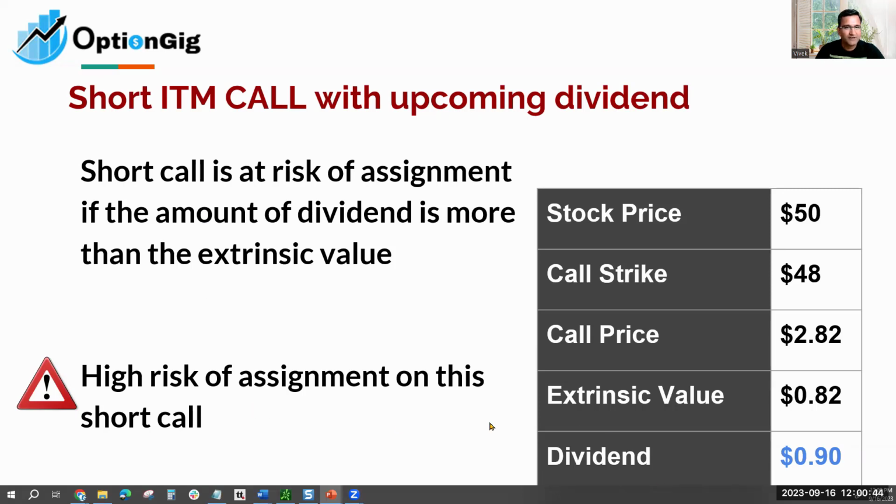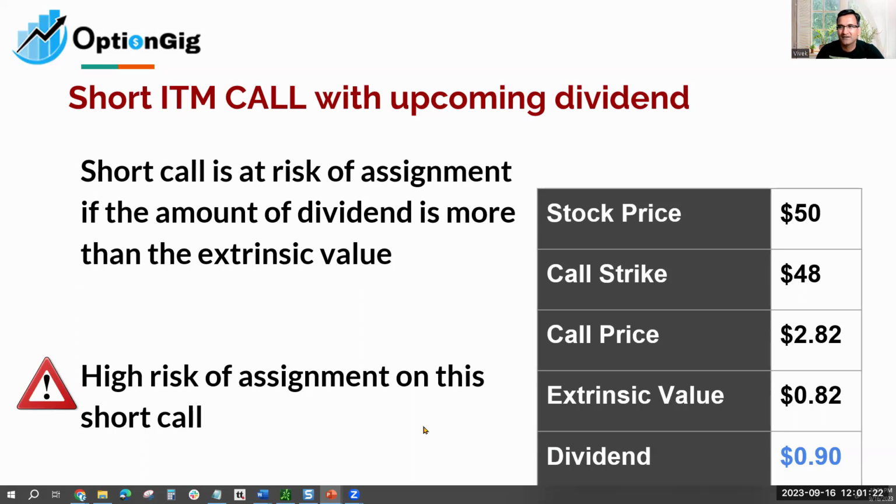If your dividend is coming up and it is more than the extrinsic value, then you have a very high risk of assignment. And when I say high, I mean the probability is almost 99 to 100%. If the difference is only 1 cent between the extrinsic value and the dividend, maybe they won't do it. Because if it costs me $1 to exercise it, probably I won't do it. But in this case, the buyer will definitely exercise their right, and then I will definitely get assigned.